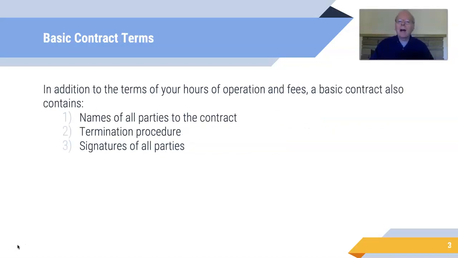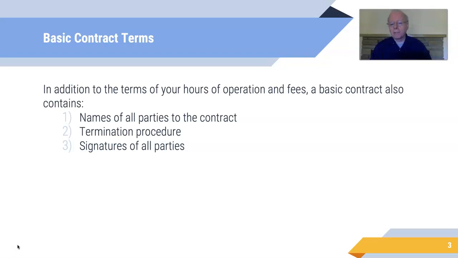In addition to the hours of operation and your fees, a basic contract would also include, obviously, the names of all the parties. Your name, parents' name, names of the children. Who is this agreement with? Termination procedure. How will a contract end? Typically, parents are required to give at least a 2-week notice. I recommend that you just say that you can terminate at will.